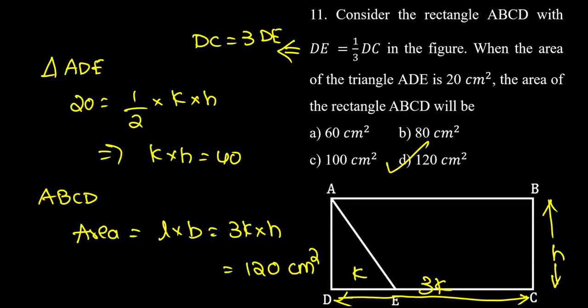Triangle ADE area is already mentioned in the question as 20. I assumed DE is K, then DC will be 3K. DC is nothing but the entire base of that rectangle. DC will be 3K. Now the ABCD area is 3K into H. The right angle triangle is half into base. Base is K, height is H. Half into base K into H is equal to 20. K into H is 40. So option D, 120 is your answer.